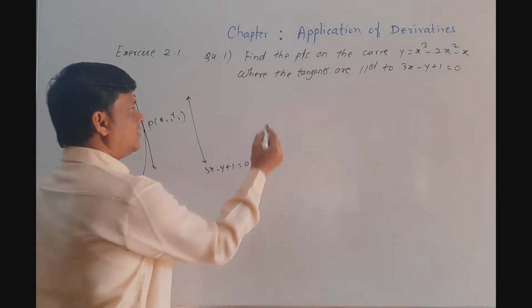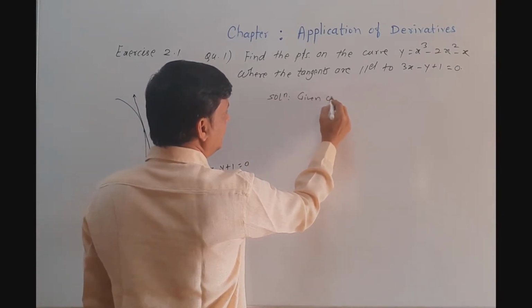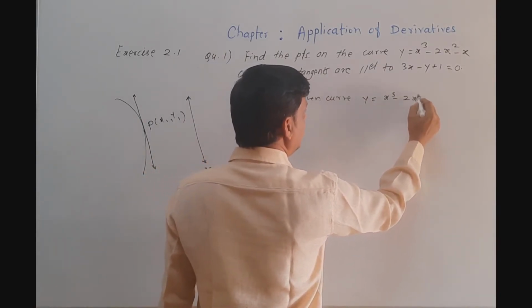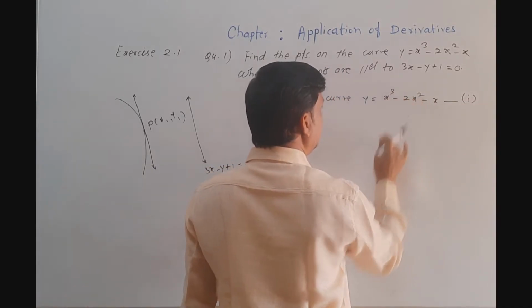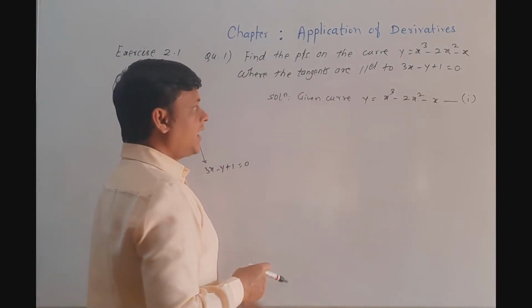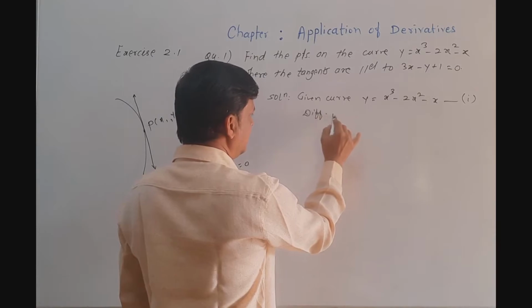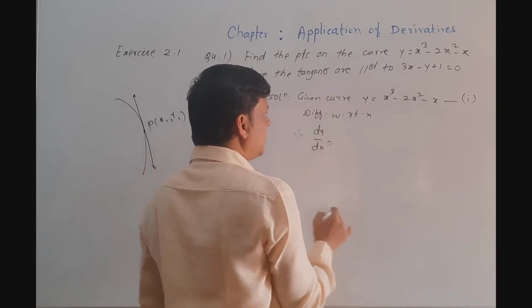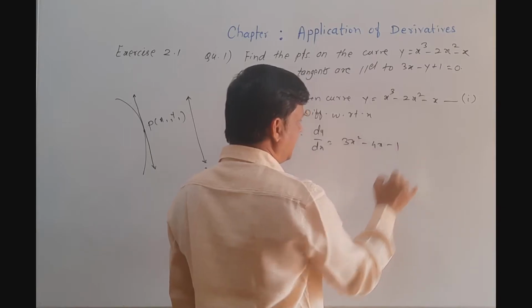So first we write here in solution, given curve y is equal to x cube minus 2x square minus x. So we denote this given curve as equation number 1. Now we have to find the slope of the tangent to this curve. So differentiate with respect to x. Therefore we get dy by dx is equal to 3x square minus 4x minus 1.